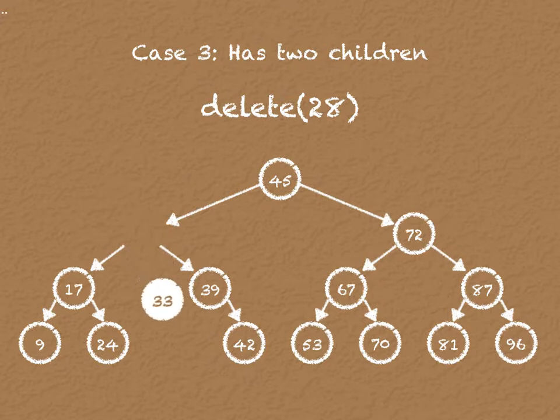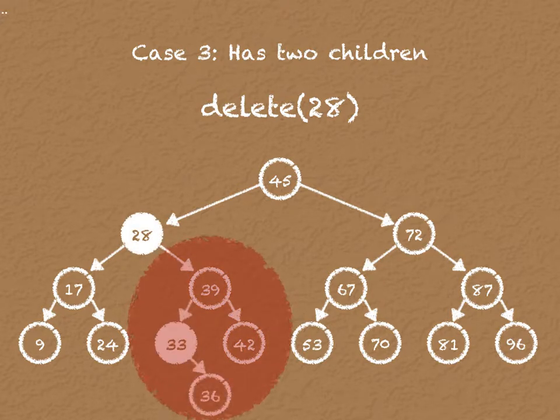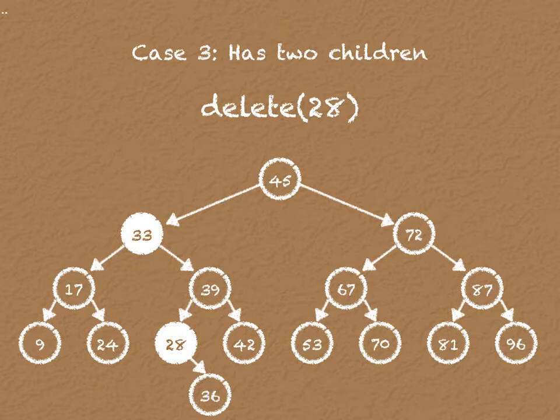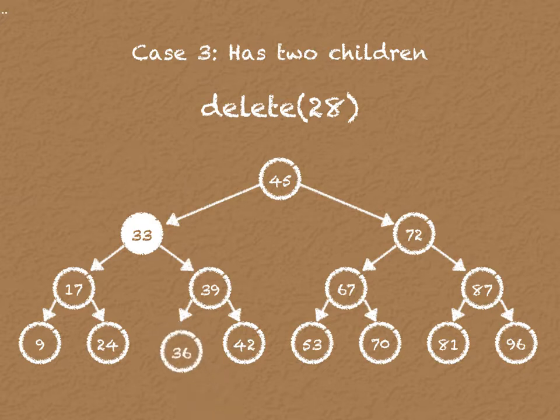But now let's rewind it back. Suppose 33 had a child. Well, we would still swap 33 and 28. The only difference now is that instead of going from case 3 to case 1, we're going from case 3 to case 2 because 28 now has one child instead of no children. So, in order to delete 28, we're going to bring that child up to take its place, and that completes the deletion.